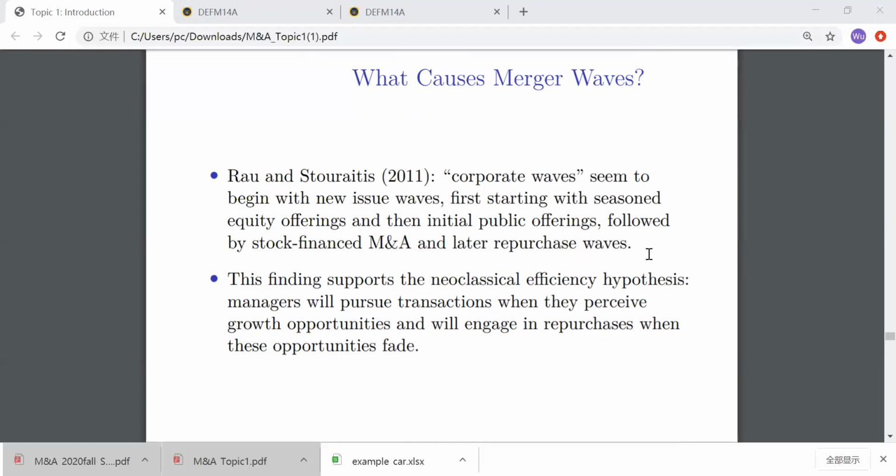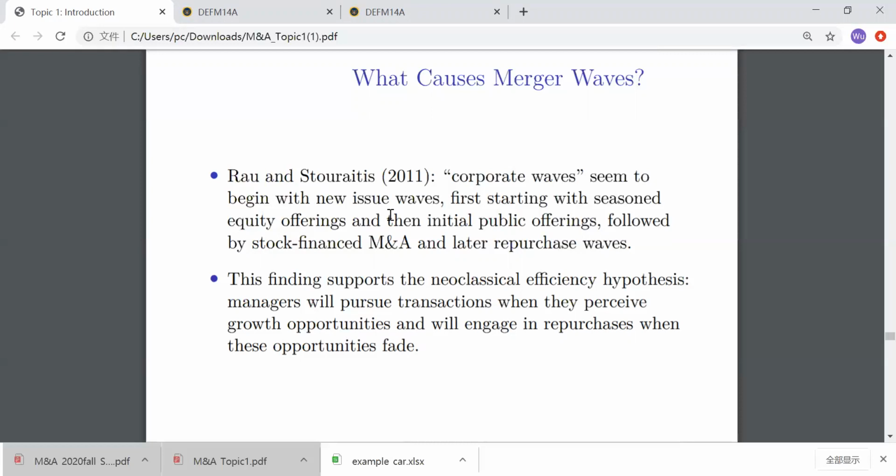Because in order to buy another company using the stock, you will need to issue stock, right? If you think that the current amount of shares is not enough, it could start with a seasoned equity offering, right? Meaning that the mature firm, the already public firm, can issue shares to finance the deals, right? And then there are many private firms, right?